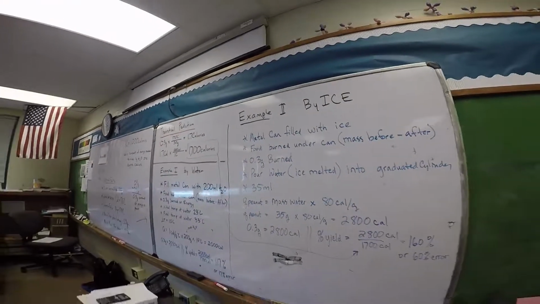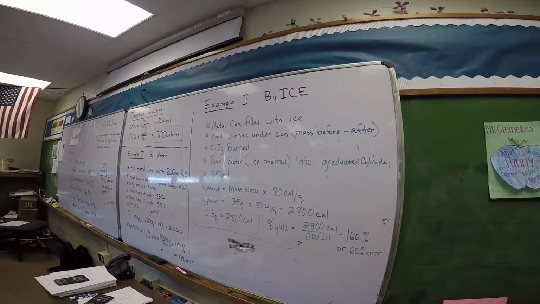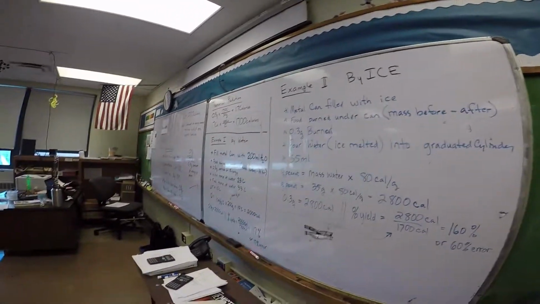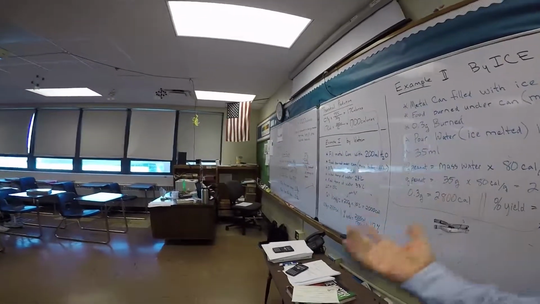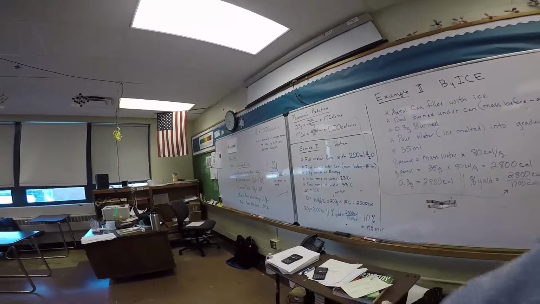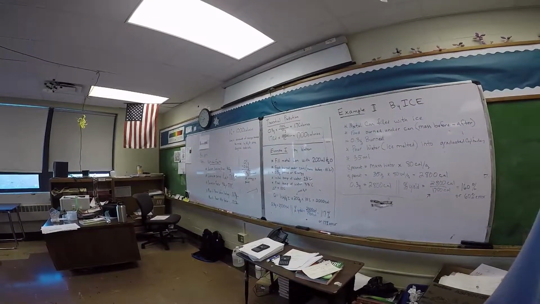So which of these two work better, example 1 or example 2? Yeah, example 1 had less error. Example 1 had 17% error. This one has 60% error. So that's kind of what you're doing. You're trying to compare which two systems are working better.